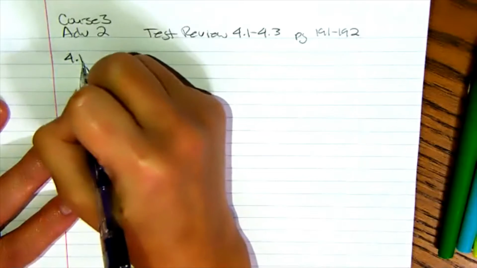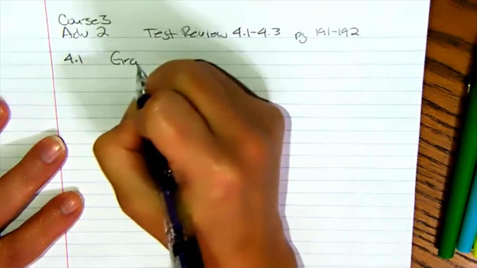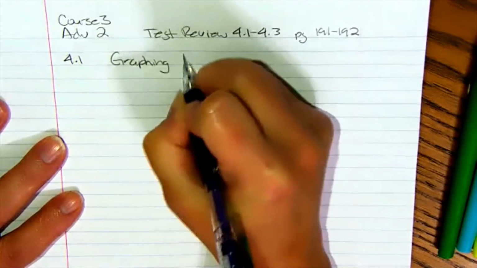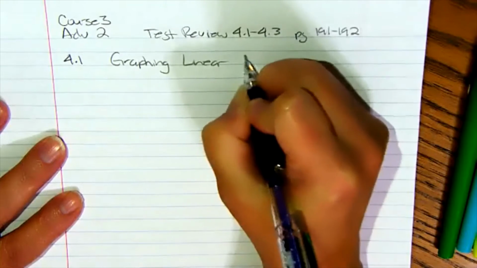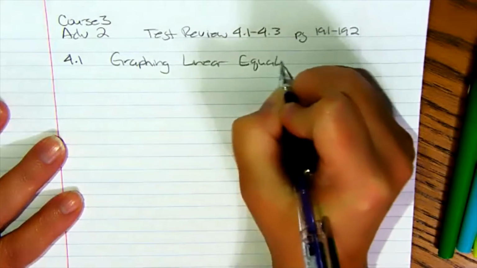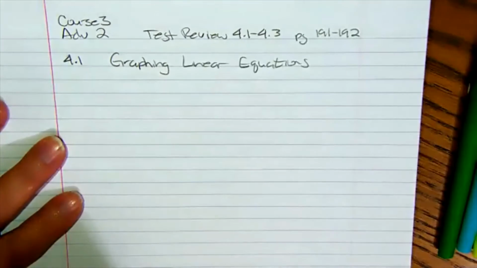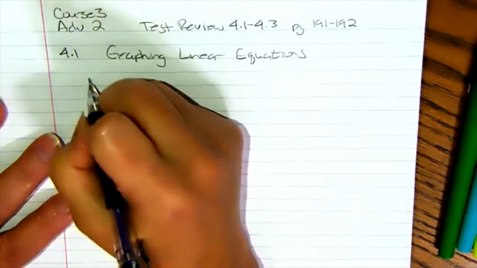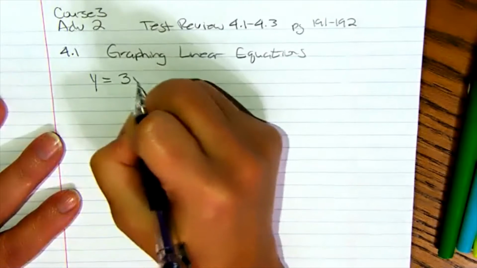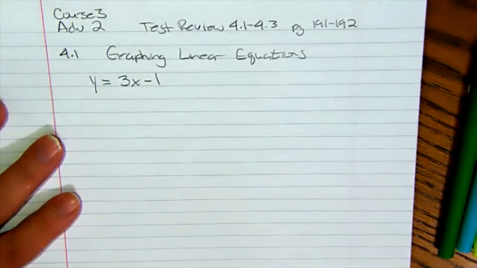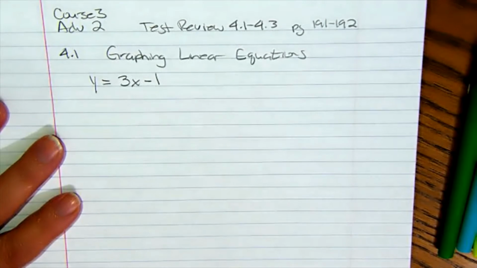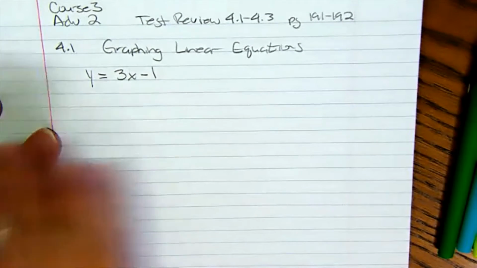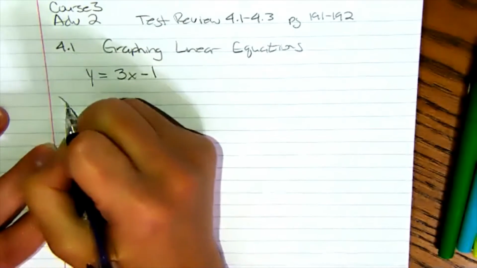Okay, 4.1, graphing linear equations. The book will give us a linear equation, y equals 3x minus 1, and then they ask us to graph it. So the first thing we need to do is create our table.